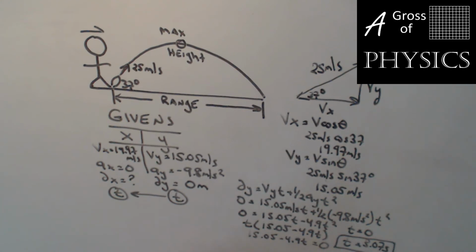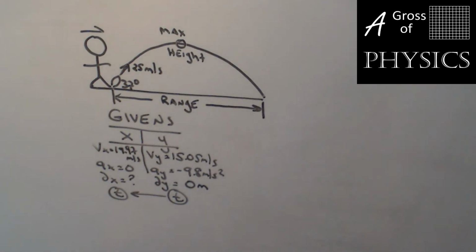Now that's the first step in doing this. And what we need to do now is take that time and use it in the x. All right, the time was 3.07 seconds. So what we're going to look at now is the x direction.